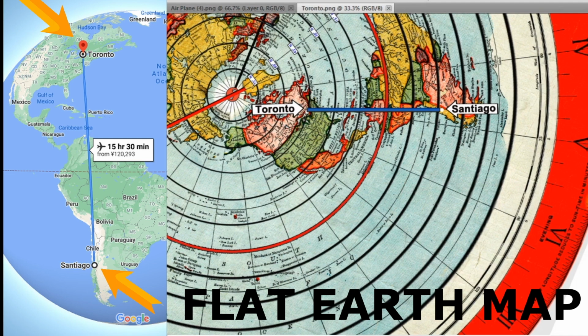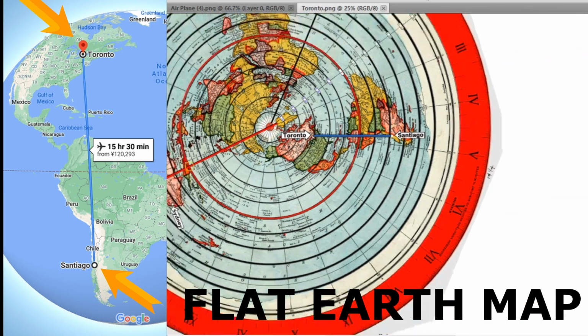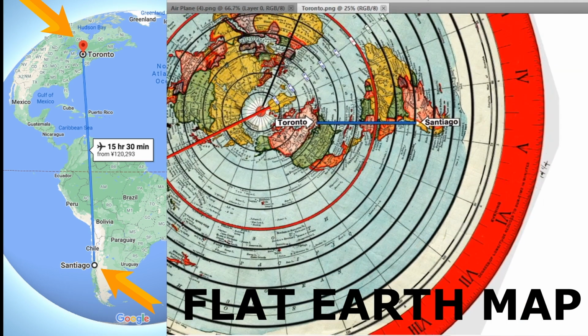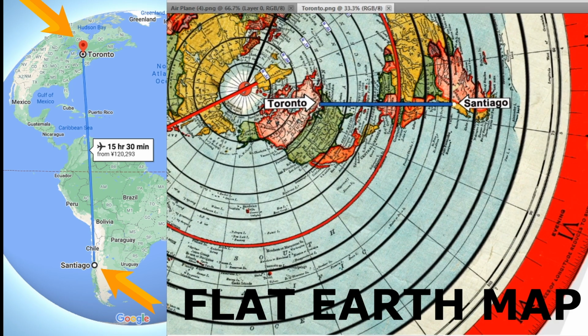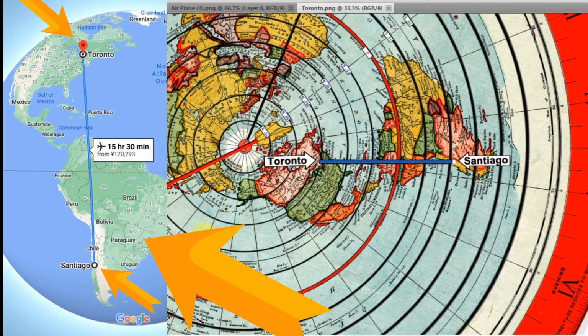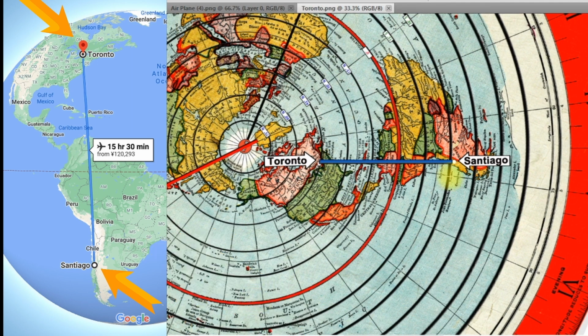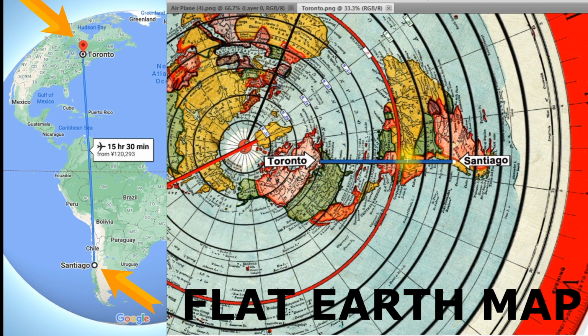Let's compare a flight going from Santiago in South America to Toronto, Canada in North America. Let's go to the flat Earth map. Let's consider this flight here. I have here the flat Earth map. And let's consider this flight here between Santiago, Chile and Toronto. On this side here, I'm going to show on the globe how this flight would look like on the globe Earth. So let's look at here, Santiago in Chile, Toronto, Canada. On the flat Earth map, you see here how this flight would go.